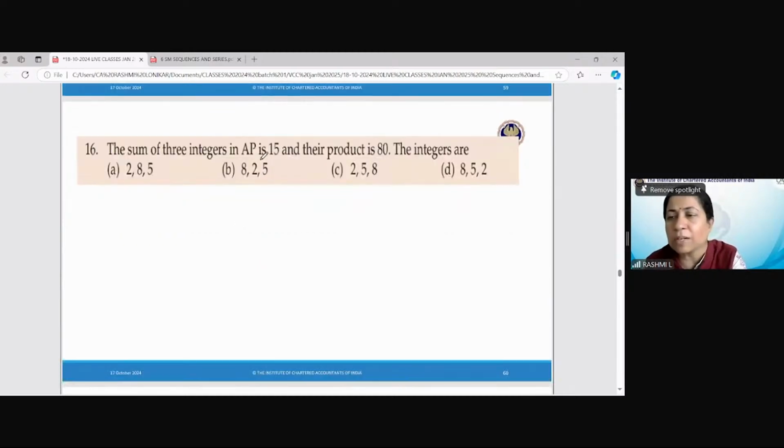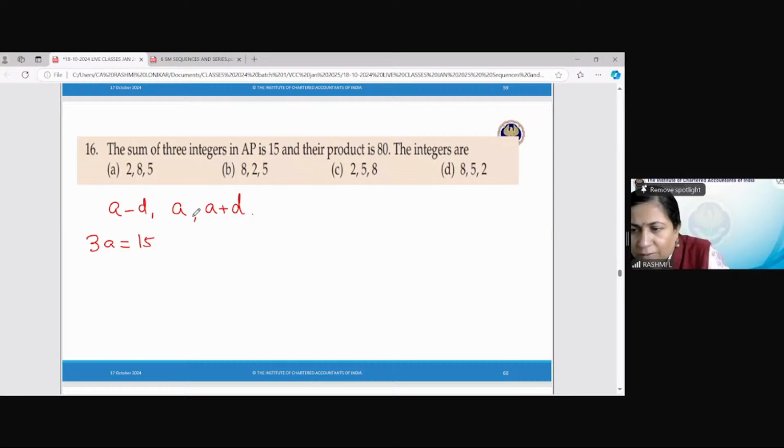The sum of 3 integers in AP is 15 and the product is 80. Okay, Akshat, let me take A minus D, A and A plus D. So what will it be? 3A is equal to 15, right? After adding these three, 3A is equal to 15, so A is 5.